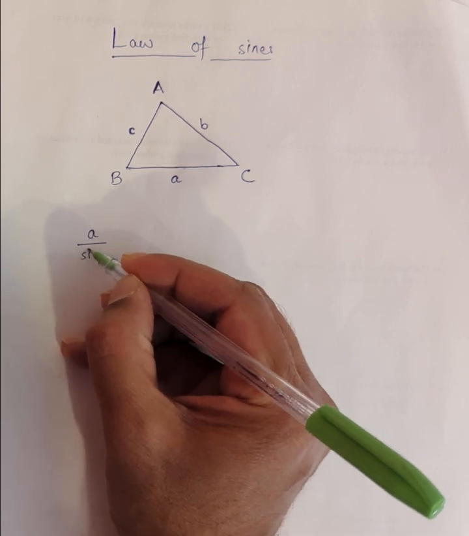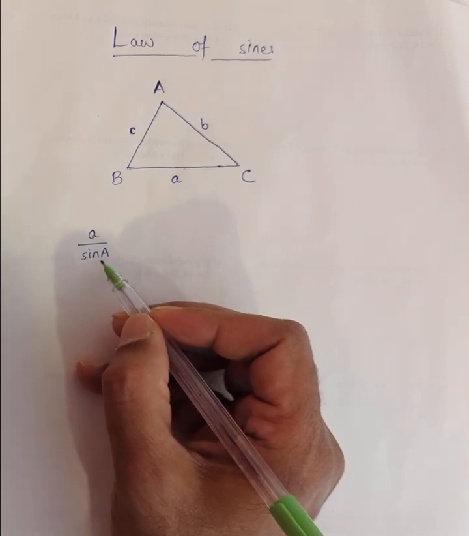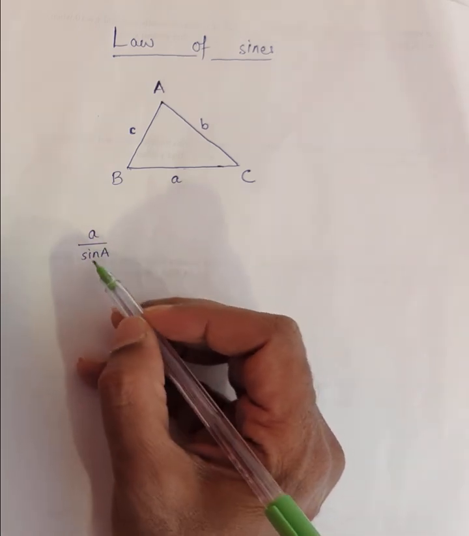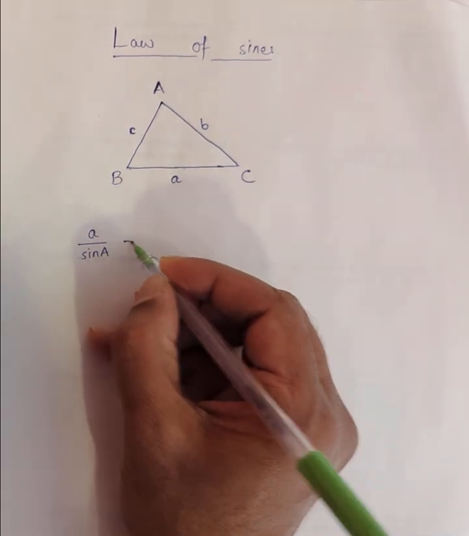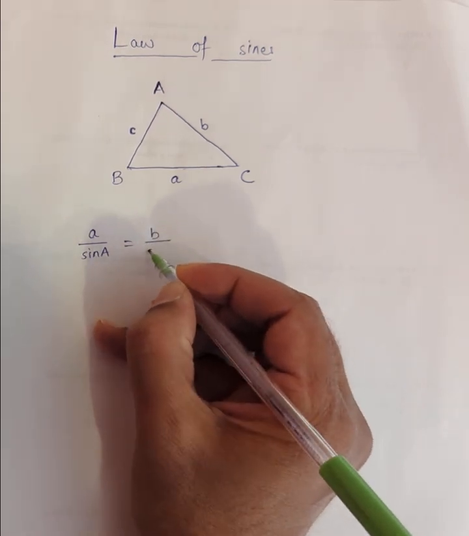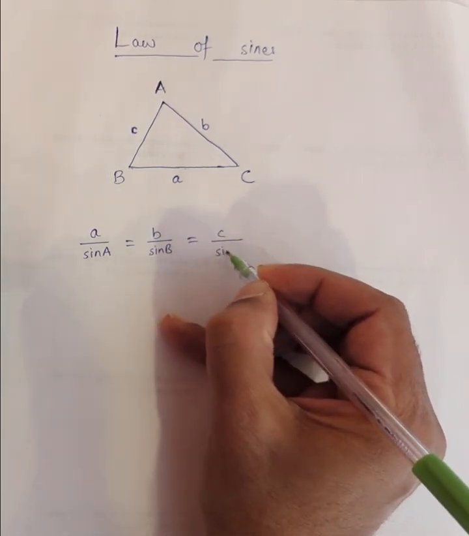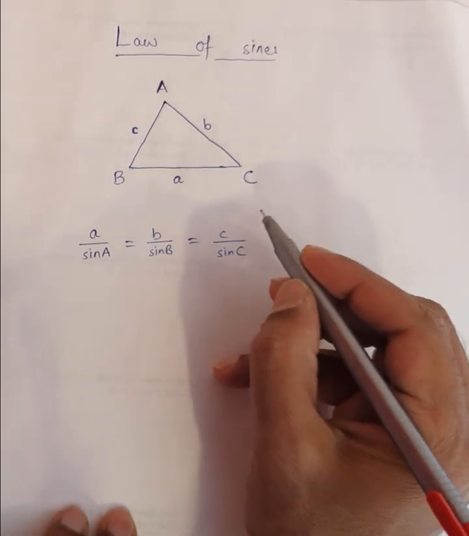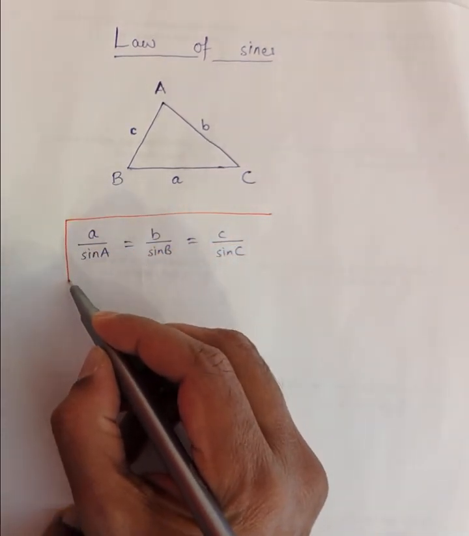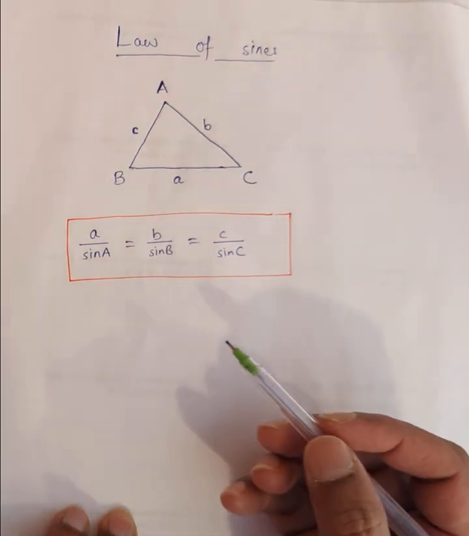a over sine A, and sine A is just a fraction, a number. It's dimensionless. So this is still some kind of inches, or it has dimensions of length. a over sine A equals b over sine B equals c over sine C. Now this is what the law of sines tells us. And actually this is equal to something which will be covered in a separate video.